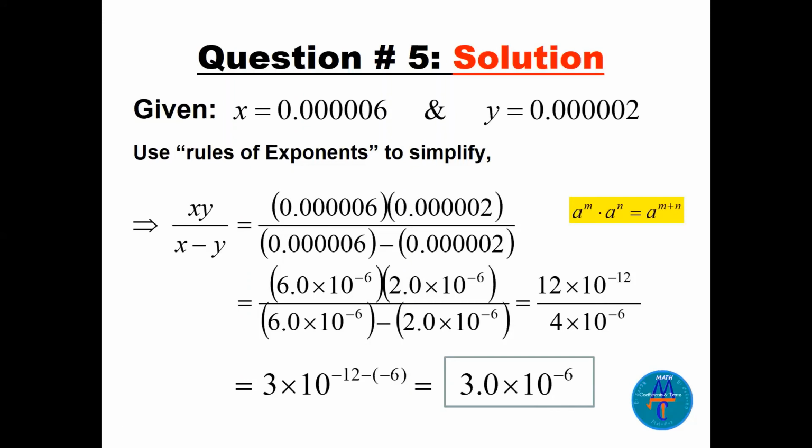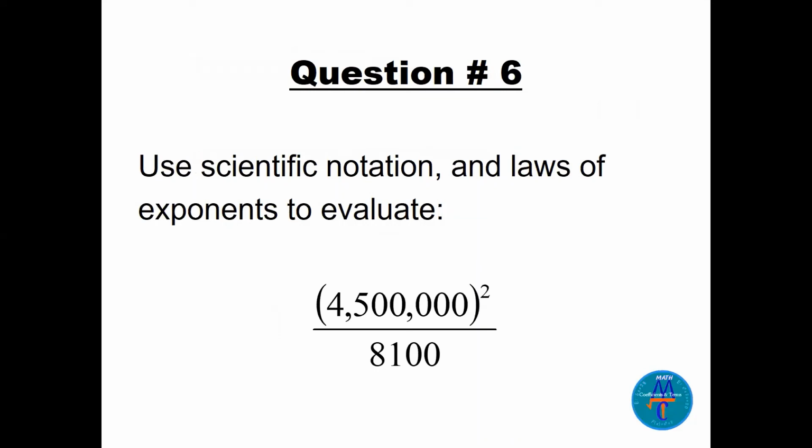We're almost there. The last question is number 6. Similar to one of the questions. 4,500,000 all squared divided by 8100. Use the scientific notation, the laws of exponents to find the value of all this. In scientific notation, we need the final answer. Can you try, please? And then you can check on the next slide the detailed solution and the answer.